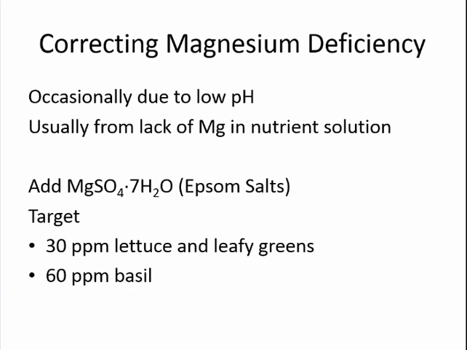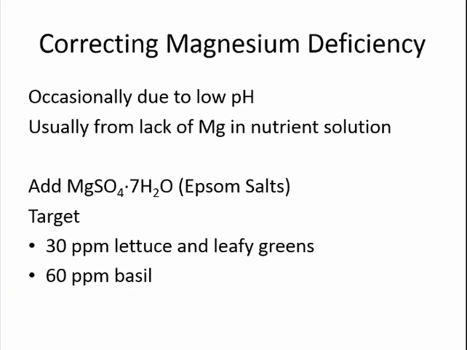So correcting magnesium deficiency: magnesium is sort of the opposite of iron in that it's less available at a low pH. So again, you do want to check your pH and make sure that it's not getting down below about 5.5 or so, or 5.4 or so.